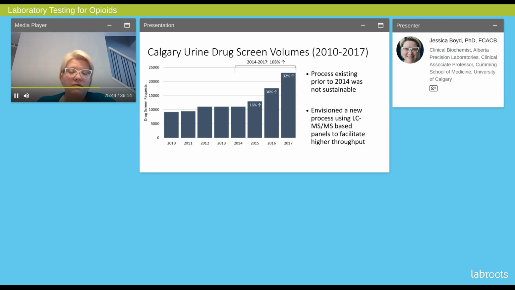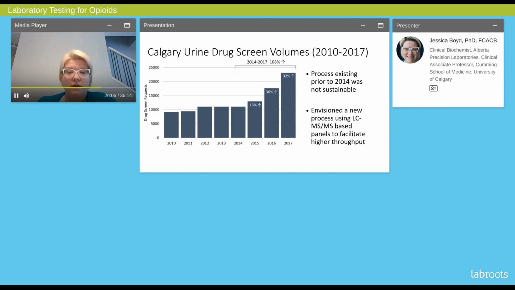But in 2015, and particularly 2016 and 17, as fentanyl started to show up in the drug supply in Alberta, we started to see those numbers shoot way up, and we actually saw a doubling of our volume over 2 or 3 years, which really threw our entire process out of whack.